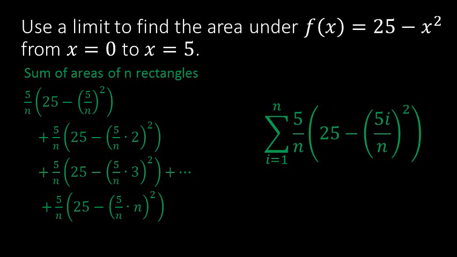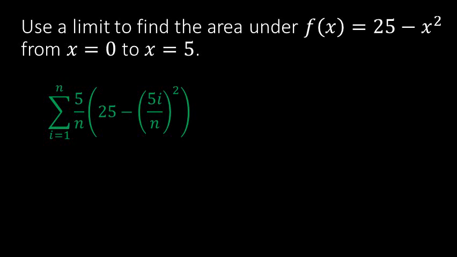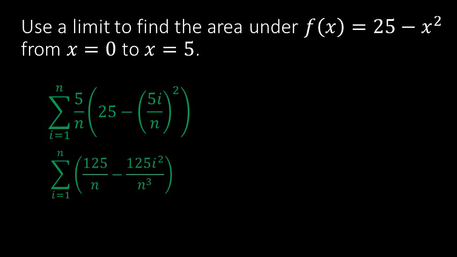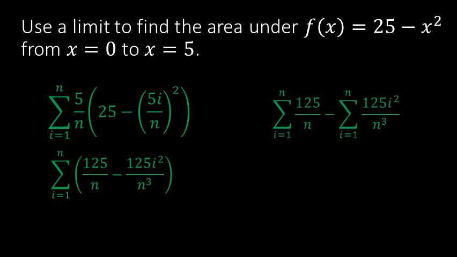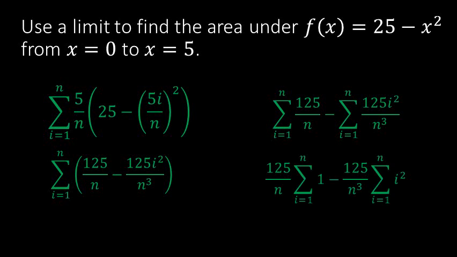In sigma notation, that's the sum from i equals 1 to n of 5 over n times 25 minus 5 over n times i squared. So to evaluate this sum, first we'll simplify, and then I'll separate the difference into two different sums and factor the constants out of the sigmas. So here, anything that's not an i is a constant.